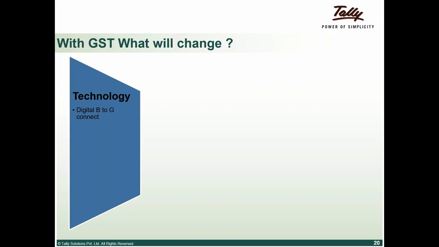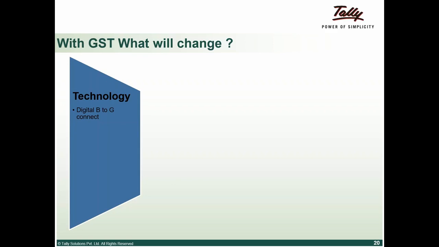So the real business-to-government connect is going to happen, because businesses are going to upload their sales invoices to the government portal, and the government is now going to tell me what my purchases are. That is going to be auto-populated in my GSTR2, which I have to accept. If there are any discrepancies, then I just need to update the information I'm holding and then submit.